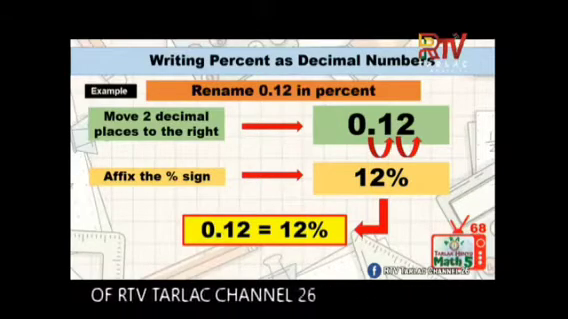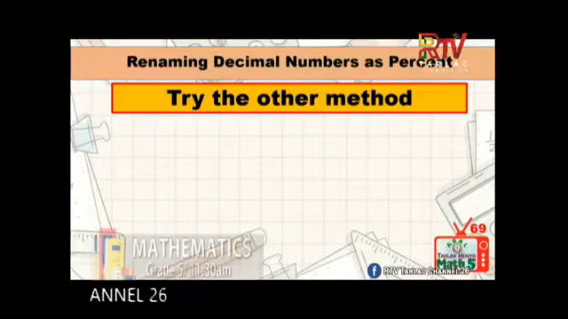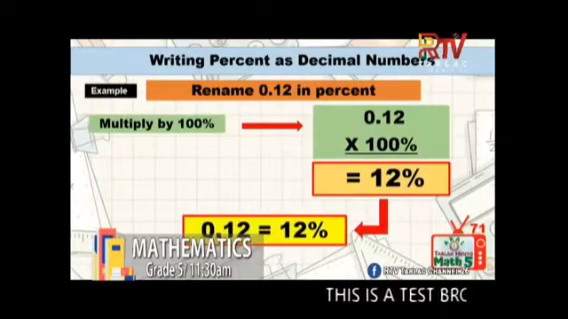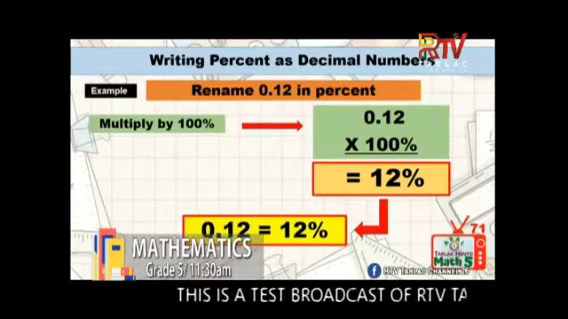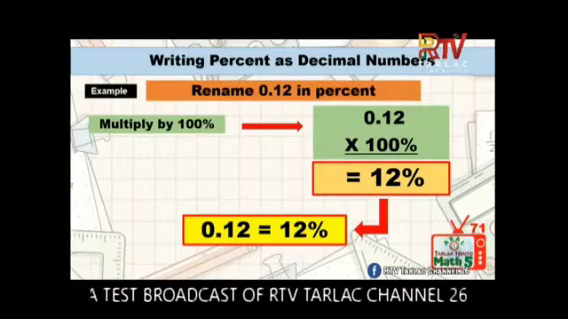You are all doing great. Let's try the other method. Multiply 12 hundredths by 100%. What did you get? Excellent! 0.12 or 12 hundredths multiplied by 100% is equal to 12%.